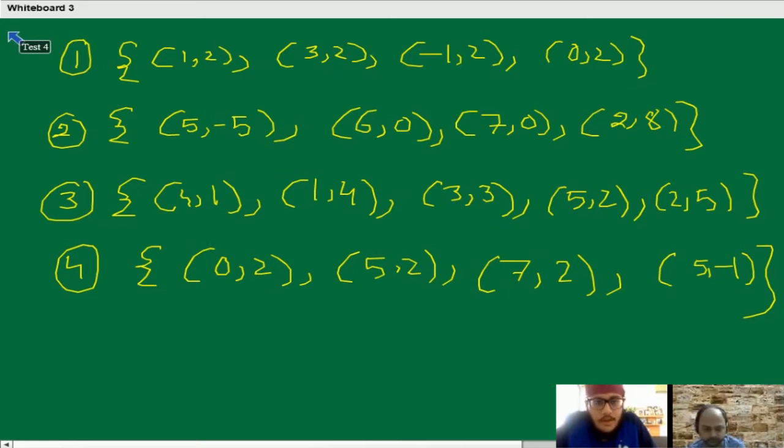Sir, I think the first one can be a possible value. Okay, the first one. And the second one, sir? Okay, first and second, you think. Okay, we'll come to that. Can you tell me why you think first and second would be a function?